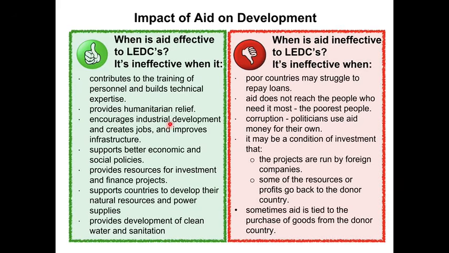Firstly, poor countries may struggle to repay the loans. Secondly, the aid doesn't reach the people who need it most, in other words, the poorest people. Then, of course, corruption. Politicians use the aid money for their own purposes. Now, what can be done is, it may be a condition of investment that the project is run by foreign countries, and some of the resources or profits go back to the donor country.